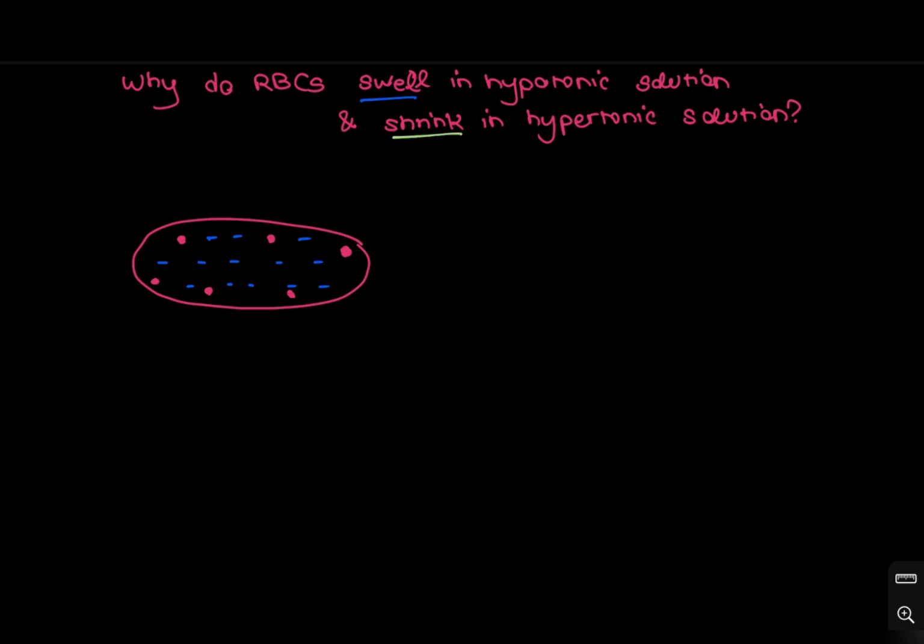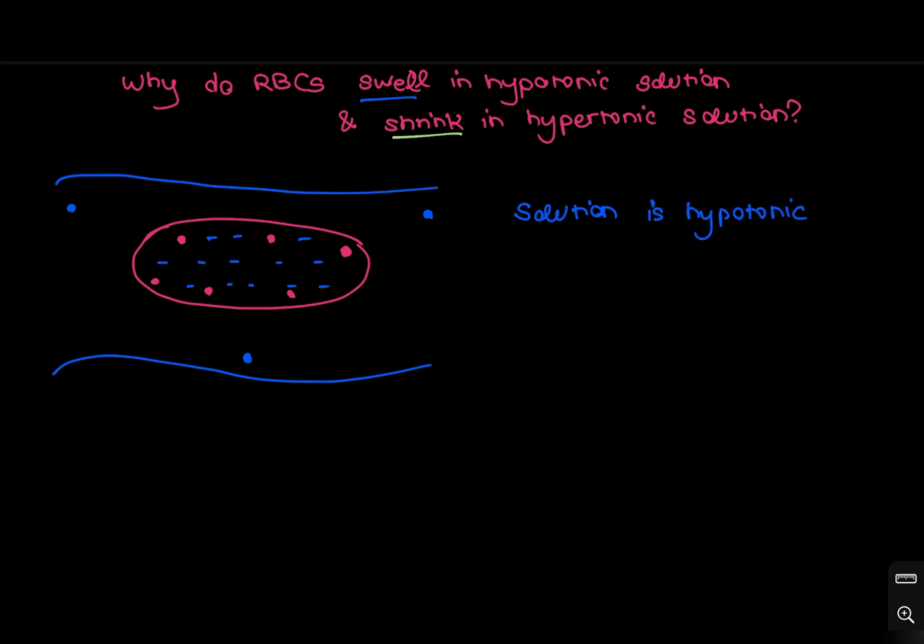Let's say that is an RBC, and let's say that this is the solution it is kept inside. This has fewer solute molecules in a bigger volume. So you can see that the RBC is clearly way more concentrated as compared to the solution in which it is kept, right? So what this means is we can say that the solution is hypotonic.